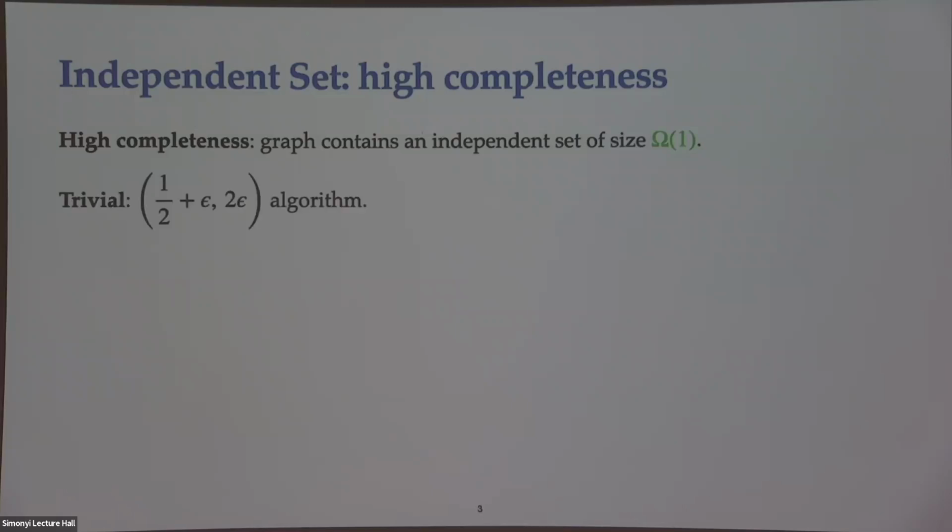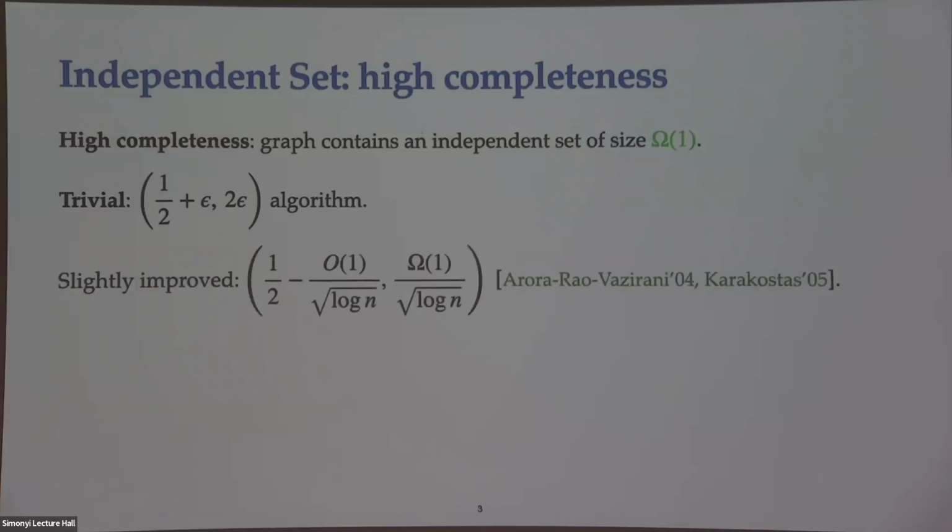Okay, there's a trivial algorithm for this case. When the graph contains an independent set of size larger than half plus epsilon, then we can find one that is 2 epsilon. And this is a standard factor 2 approximation algorithm for vertex cover. You can see this by noting that the complement of an independent set is a vertex cover. So if we have a 2 approximation algorithm for vertex cover, then we get this result for independent set. Okay, so this is the trivial baseline.